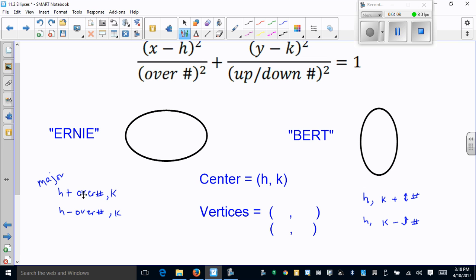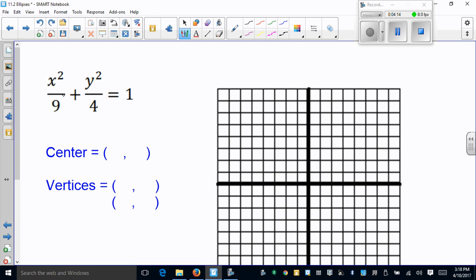Okay, so let's graph a few. Just like circles, the center comes from here. X squared, Y squared is just 0, 0. Now remember, this is the over number squared. So this is really 3 squared, and this guy is 2 squared. Since this number is larger, that's how you tell the difference between a Bert and Ernie: if the number under the X is larger, it's an Ernie. If the number under the Y value is bigger, it's a Bert. So I'm going to show you what I meant by you can identify the vertices by plugging numbers in. My center's at 0, 0, so there it is.